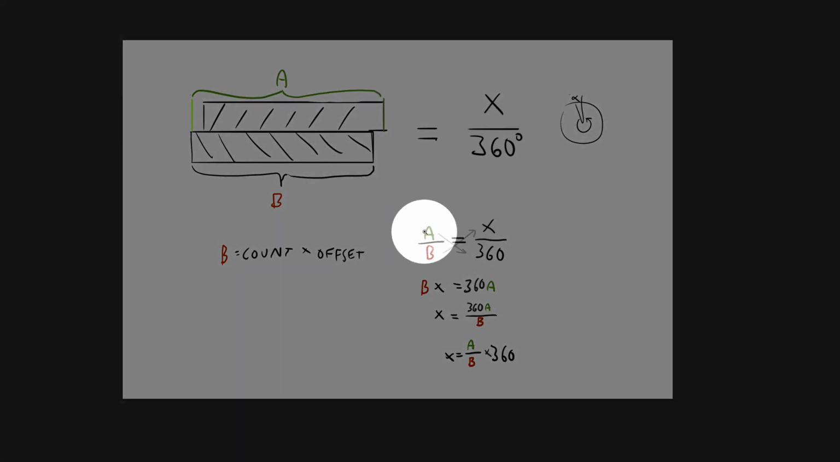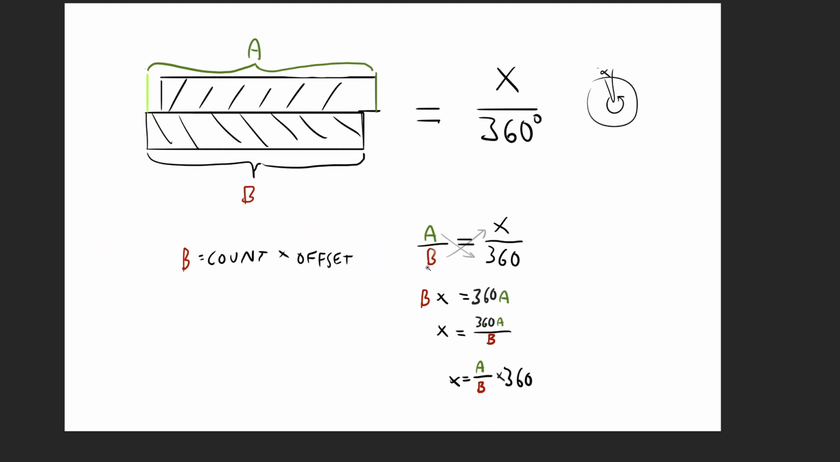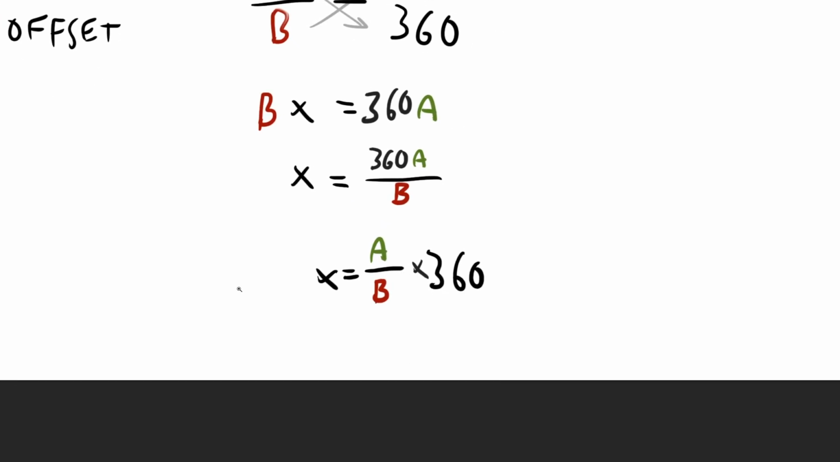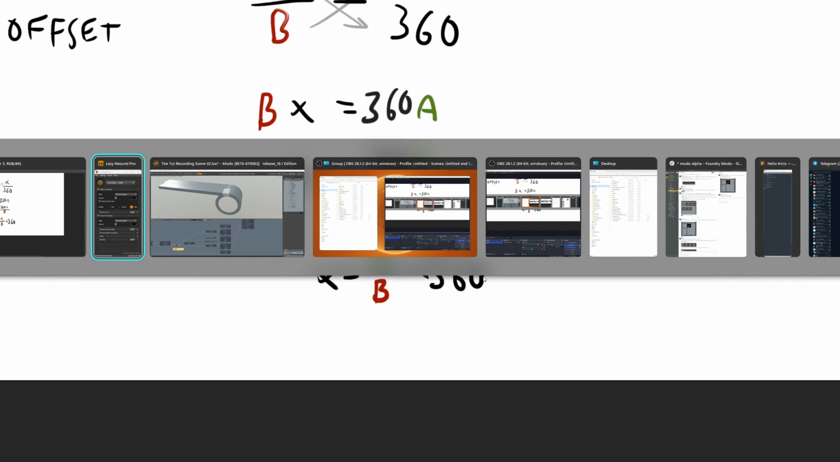360. So A/B times 360. So this is the actual formula we have to put there. So we have to divide A by B and multiply it by 360, and maybe it works.